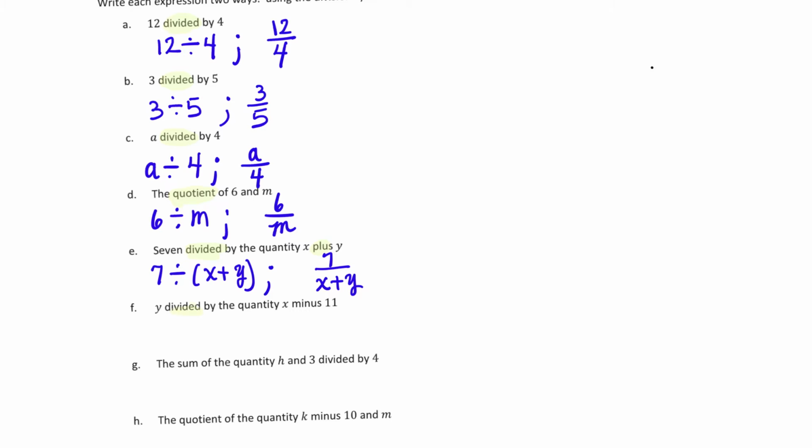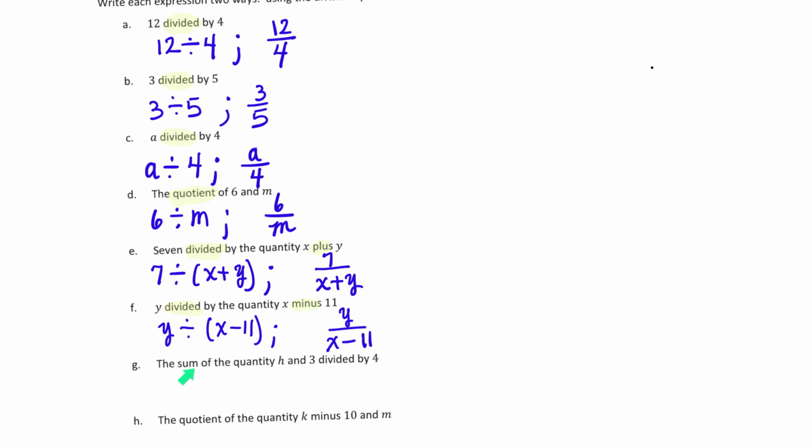Highlight your keywords, divided and minus. Y divided by the quantity of x minus 11. Now let's try the fraction. Y divided by the quantity of x minus 11. And if I'm going too slow, what you can do is try to do some by yourself, and then catch up with me and see if you did them right.